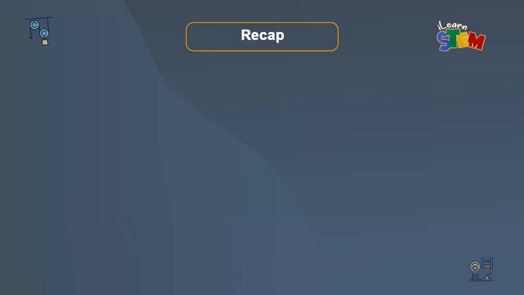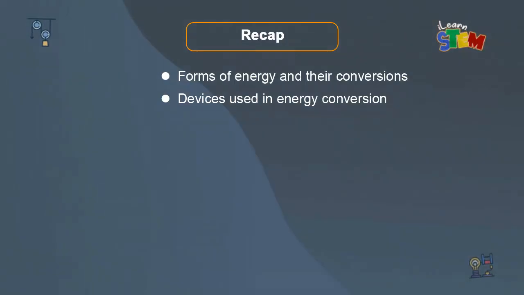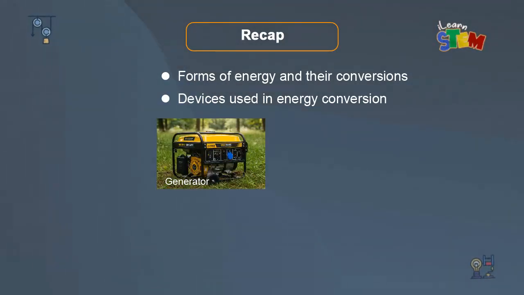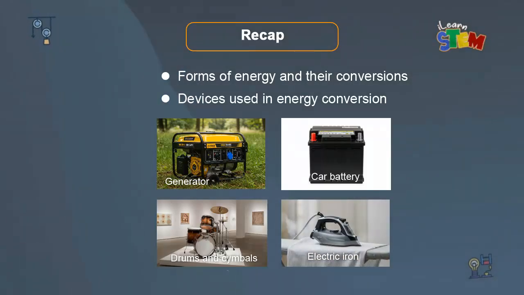In our previous class, we explored the topic of conversion of energy: how energy can be transformed from one form to another. And also devices used in energy conversion, including generator, car battery, drums and cymbals, electric iron, and others.